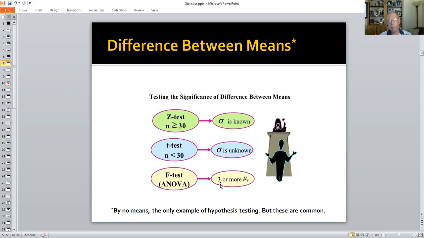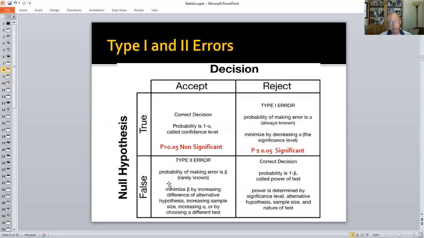And finally, this little guy looks like a U, that's mu. Mu stands for mean. If you've got 3 or more means, in other words, 3 or more groups, then it's the F-test. Now, when you use SPSS, this will help you with this. It will help you select. So you're not totally out there trying to figure this out on your own.